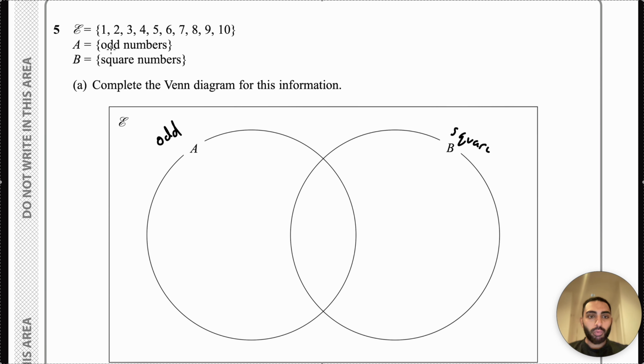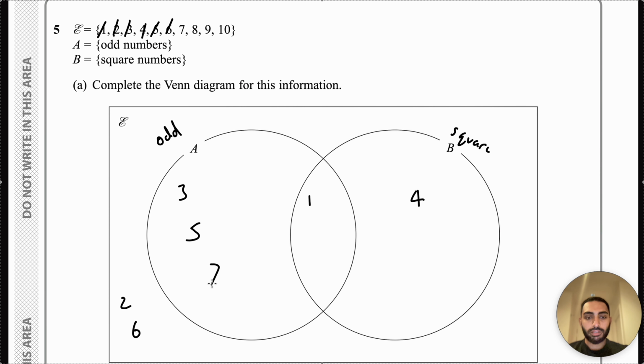For the first one, we've got 1, it's an odd number and it's a square number, so I'm going to put that there. I'll just cross it off because I've done it. 2 is an even number, so it doesn't go in here, and it's not a square number, so I put it on the outside. 3 is an odd number and it's not a square, so I put it here. 4 is an even and it's a square number, so I just put it in here. 5 is an odd number, it's not square, so there. 6 is even, it's not odd, it's not square, so put it outside.